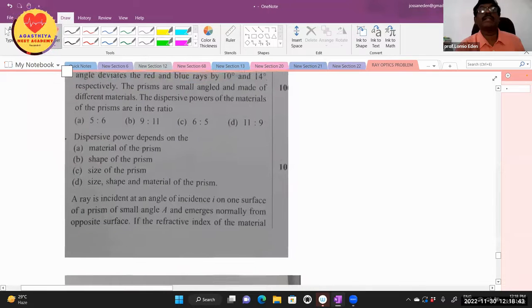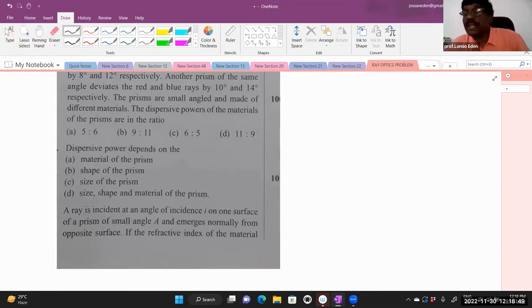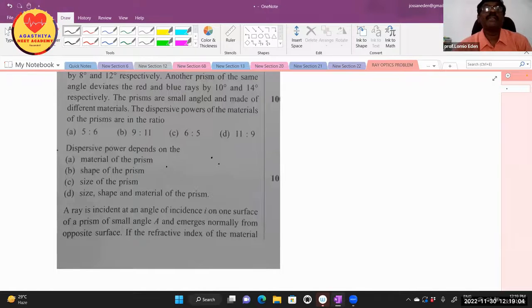See the next problem. Dispersive power depends on the material of the prism, shape of the prism, size of the prism, and last one, size, shape, and material of the prism. Answer is A. Dispersive power depends upon the material of the prism.